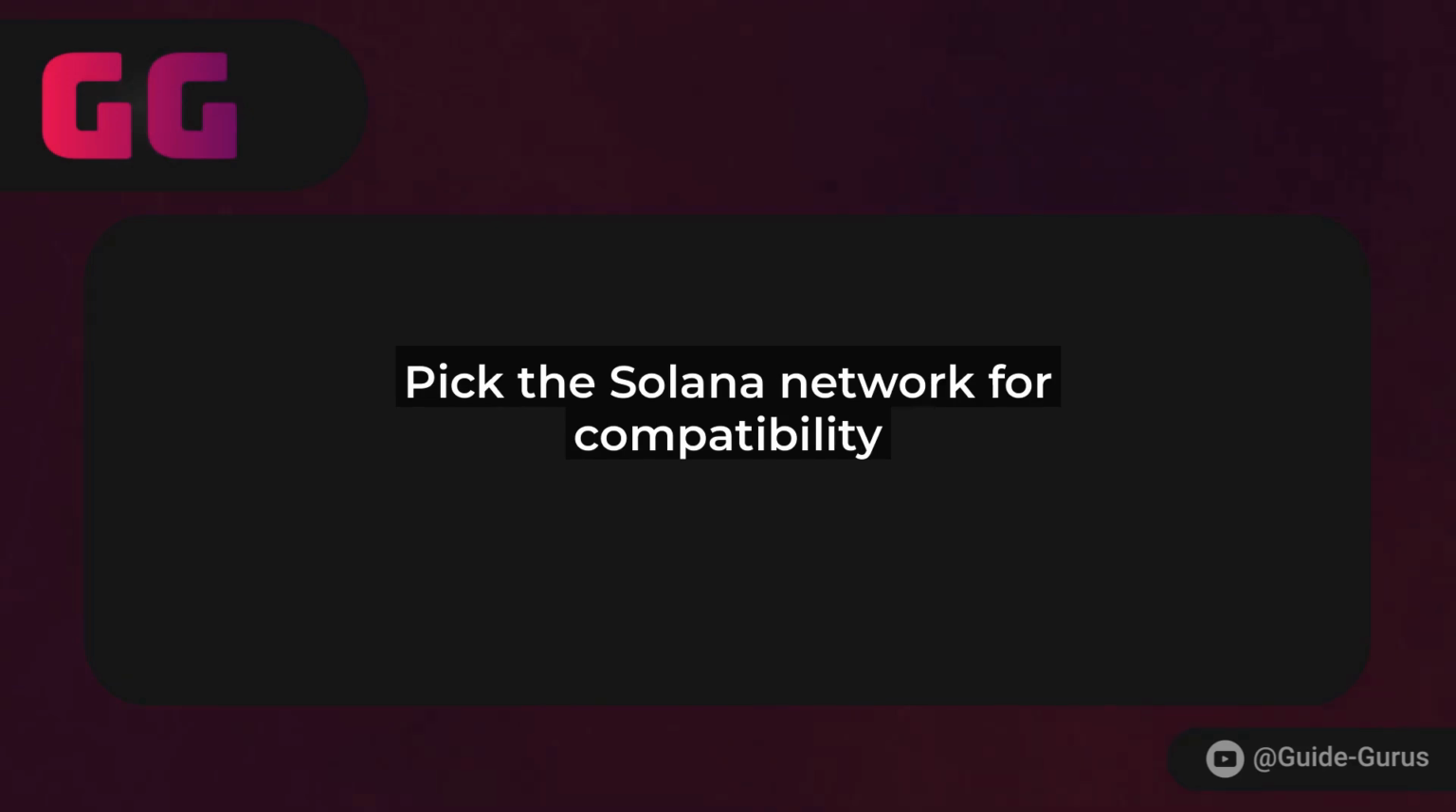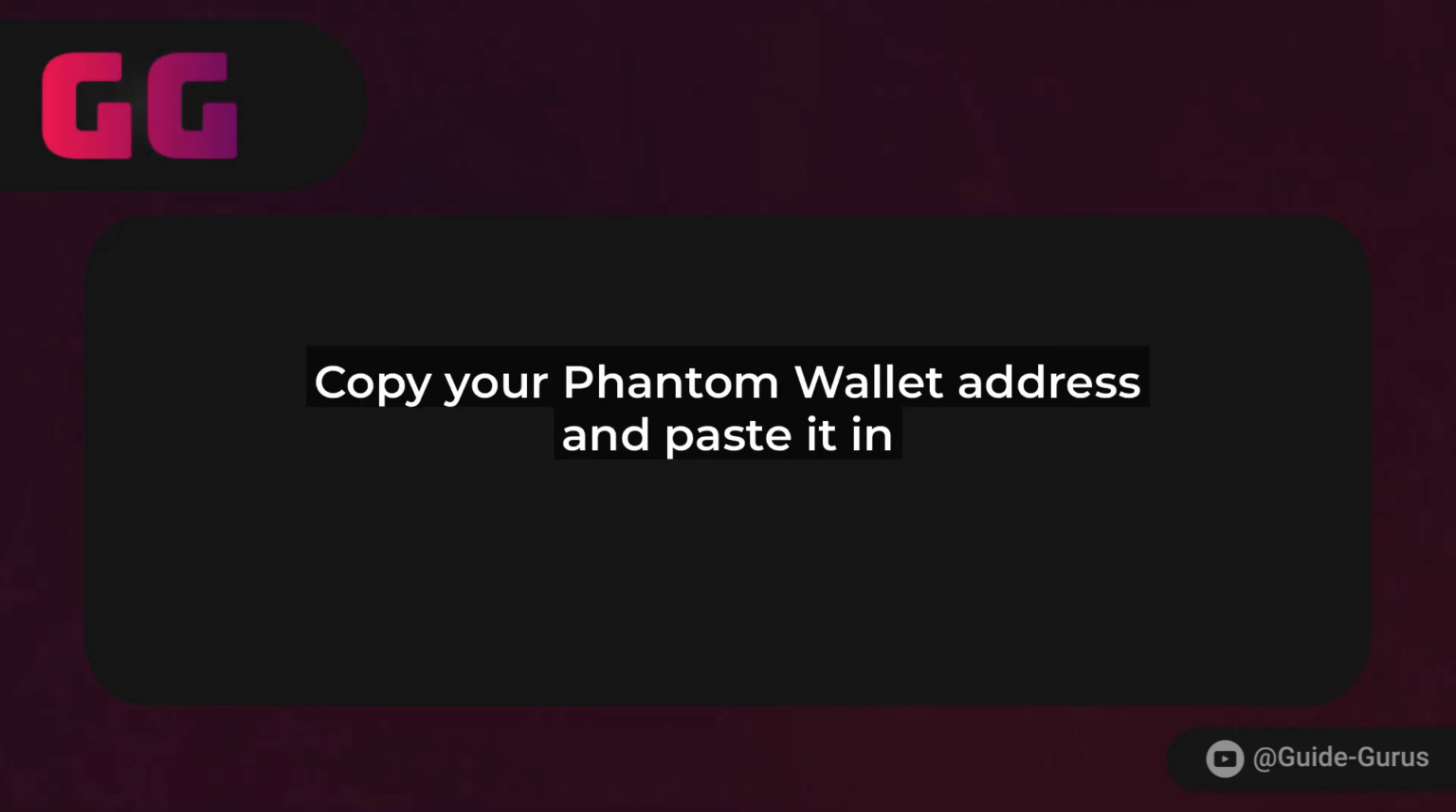Now, grab your Phantom Wallet address. Open your Phantom app, go to the Receive section, and copy the address to your clipboard. Paste it into the withdrawal form on Crypto.com, and enter the amount you want to withdraw. Remember, there might be minimum withdrawal limits and network fees, so keep an eye on those to avoid surprises.